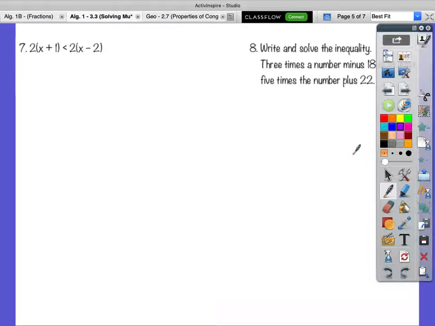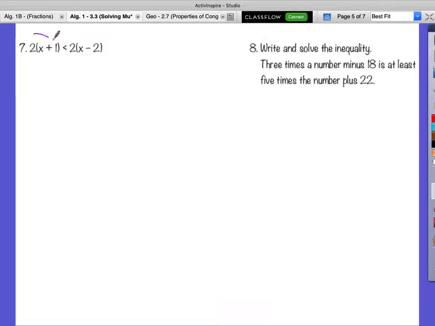Okay, 7 we're going to skip as well. It's just distributing, okay? And I want to skip that one in lieu of giving you more time for homework later. So 8, write and solve the inequality. I'm not going to make you graph it or put it in set notation. Just write and solve it. 3 times the number minus 18 is at least 5 times the number plus 22.